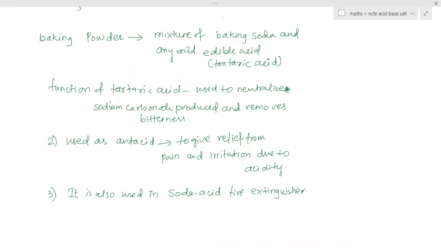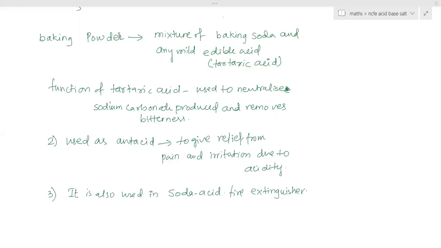It will combine with soda, that is baking soda. So you have seen what happens when soda combines with acid. Baking soda, that is sodium hydrogen carbonate, when it combines with acid, what will happen? You have seen the reaction. Salt plus carbon dioxide plus water is formed.